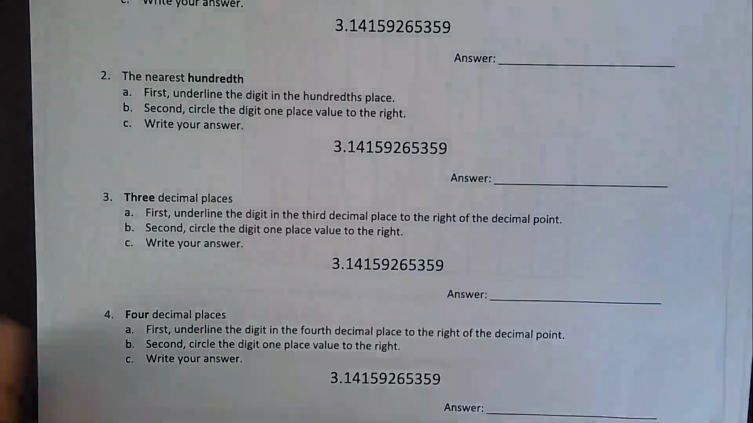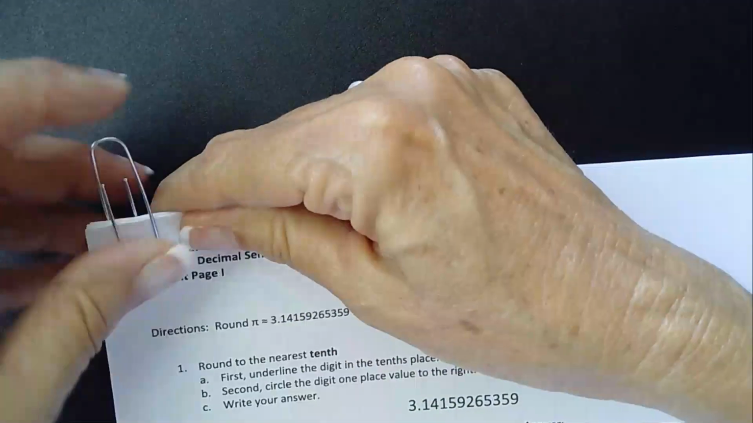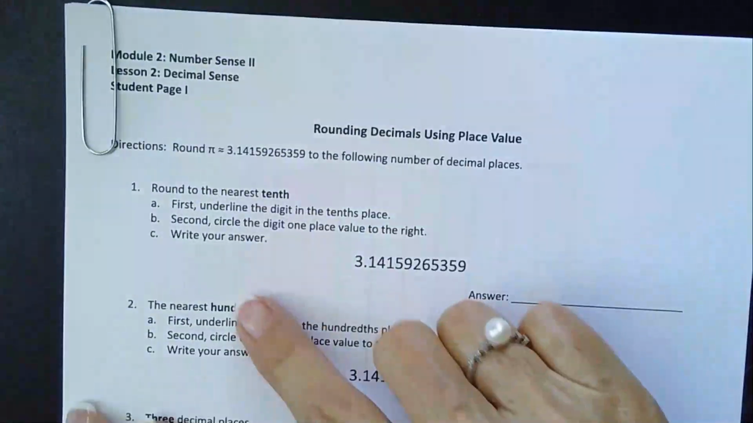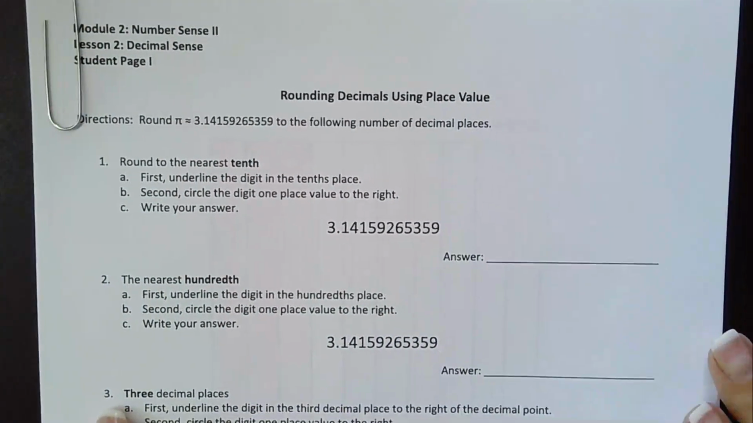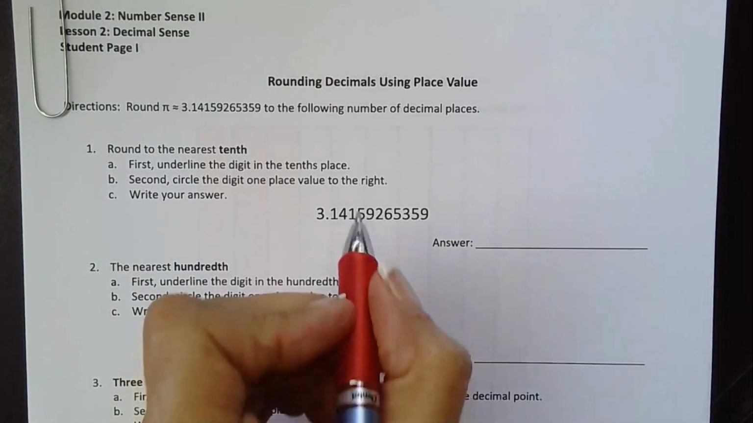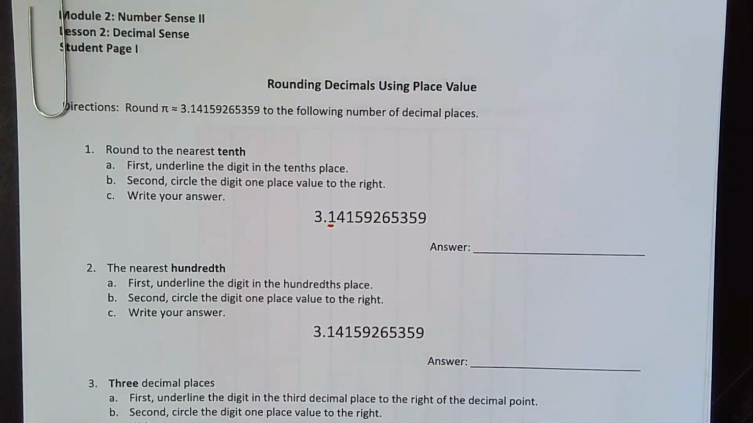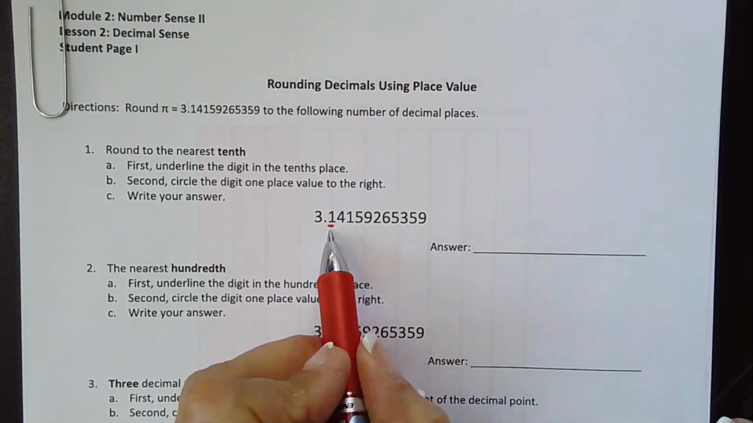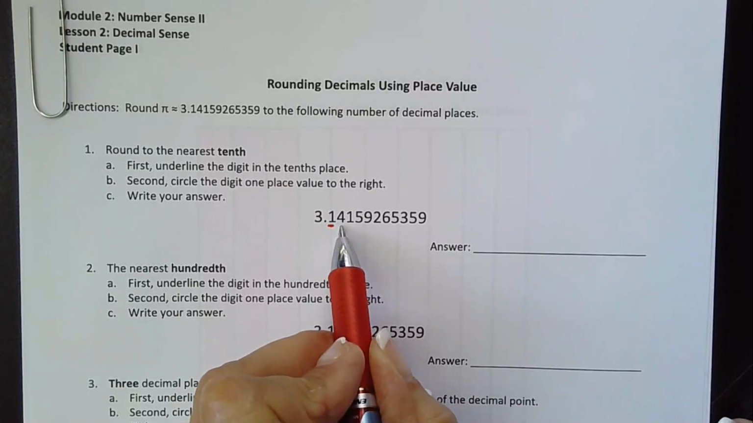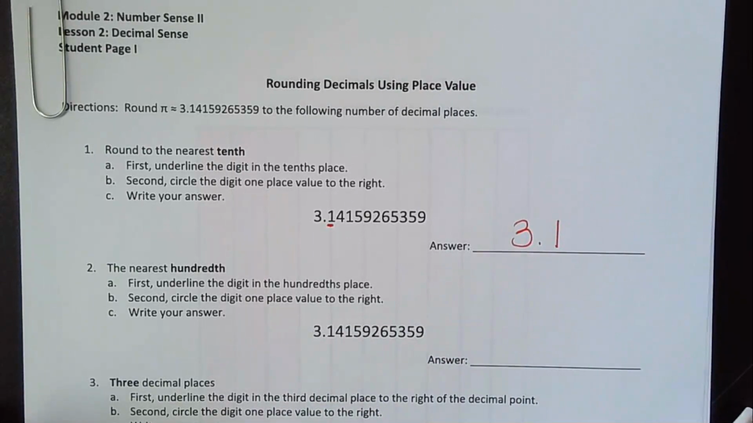Okay, let's do this last page. I love this page because it's the same number and they just have you round it a whole bunch of different places. So these are just the instructions for doing it. We've already done it, so we can just begin. So first one is tenths place. So I underline the tenths place and I say, does it stay 1 or become 2? The number after it is 4 or smaller, so it stays 1. Piece of cake.